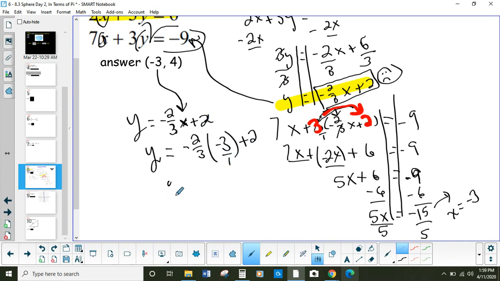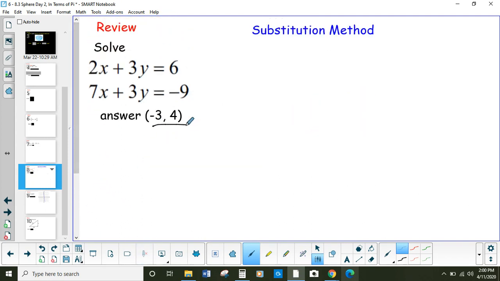Make this into a fraction. Cross out your 1's. Negative times negative is positive. And now you can see where we get the y value of 4. So the solution for this system is -3, 4.